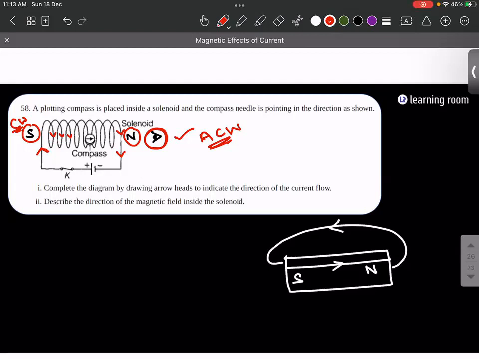So the second question I've already answered. Describe the direction of magnetic field inside the solenoid. It is always from the induced south pole to the induced north pole. Okay, mark it.